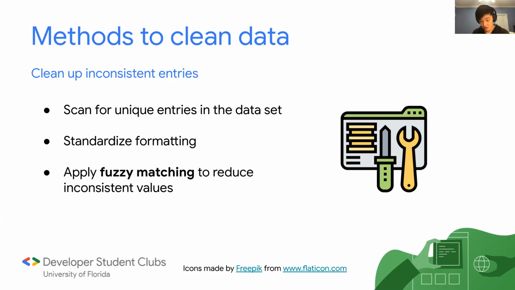So after scanning your data, if you find inconsistent entries, you must make a choice on how you want to standardize your data set. This is up to you, but it should be intuitive and apply to all the values in whatever column you are working with.